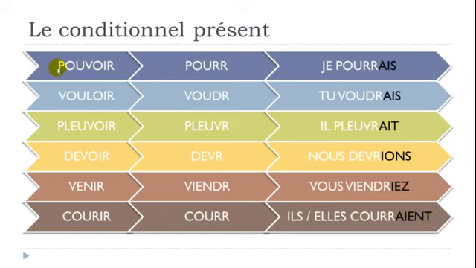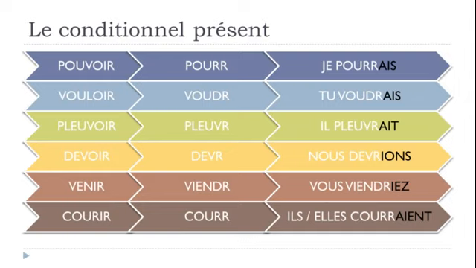Alright, so let's see them one more time. Pouvoir, can. Je pourrais. Vouloir, to want. Tu voudrais. Pleuvoir, to rain. Il pleuvrait. Devoir, to have to. Nous devrions. Venir, to come. Vous viendriez. Courir, to run. Il courrait, elle courrait.